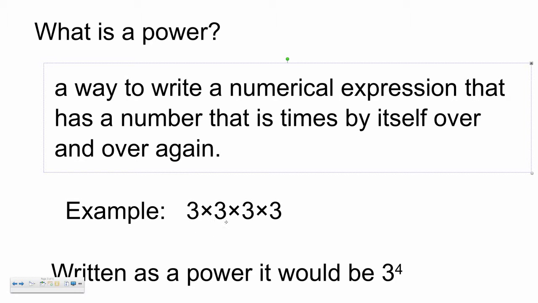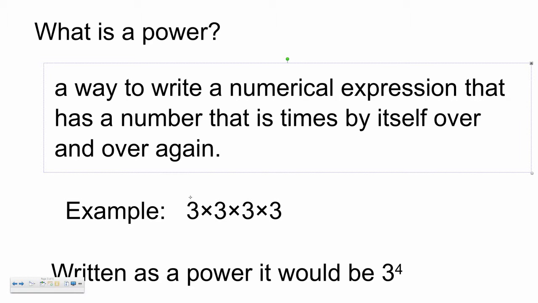Here, I have a numerical expression. If we remember back to the previous lesson on order of operations, we'll remember that numerical expressions are a combination of numbers and operations. So here I have a combination. If you're looking at my cursor, I have 3, 3, 3, 3, and I have times, times, times. So I have a numerical expression because I have numbers and I have operations. In this particular expression, I have the same number being repeated over and over again, and I'm multiplying it each time.